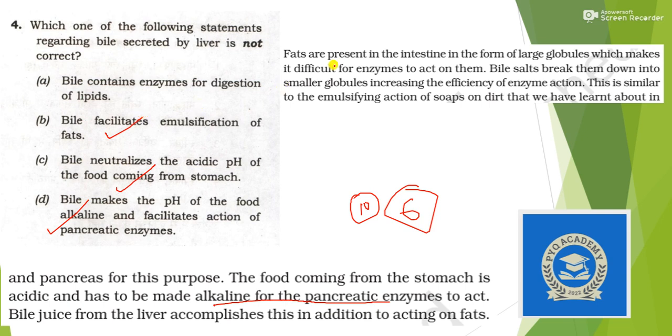This is also true. You will find fats are present in the intestine in the form of large globules, which makes it difficult for enzymes to act on them. Bile salt breaks them, and it is similar to emulsifying. So yes, and now bile contains enzyme for digestion of lipid. This is wrong. So our answer here is option A.